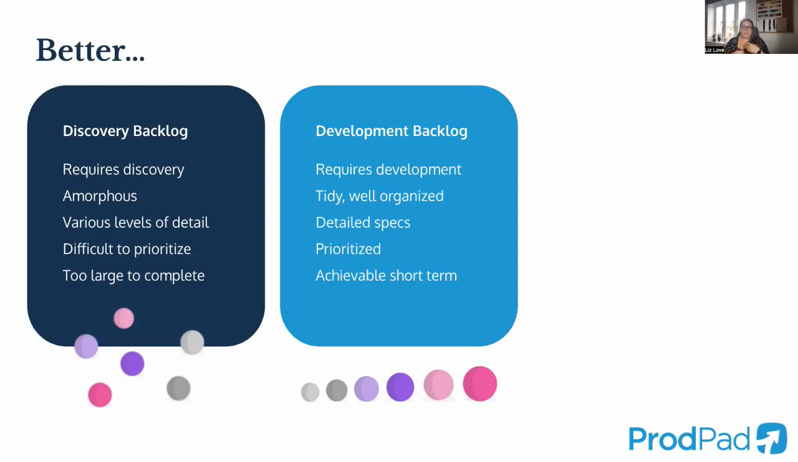I've been a product manager who's handed over an idea to a developer who honestly laughed at me because he's gone, I can't develop this. There's not enough information in here for me to be able to do it. Developers need, and justifiably, absolutely should have, a backlog that is tidy, well organized, has detailed specs, is well prioritized, and is achievable for them in the short term.